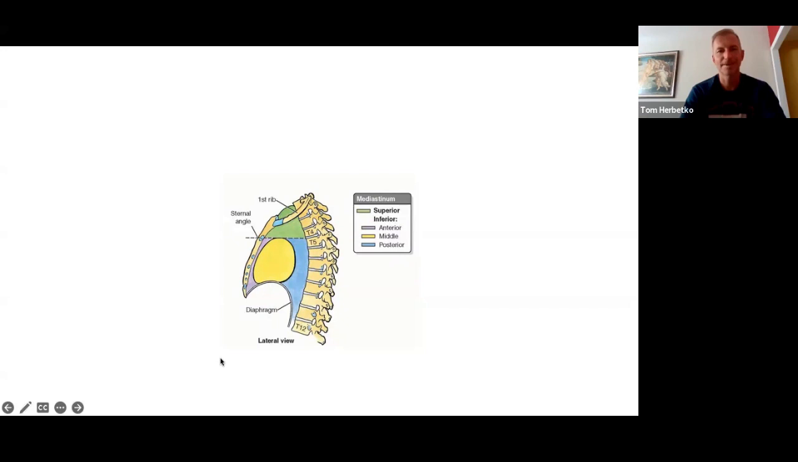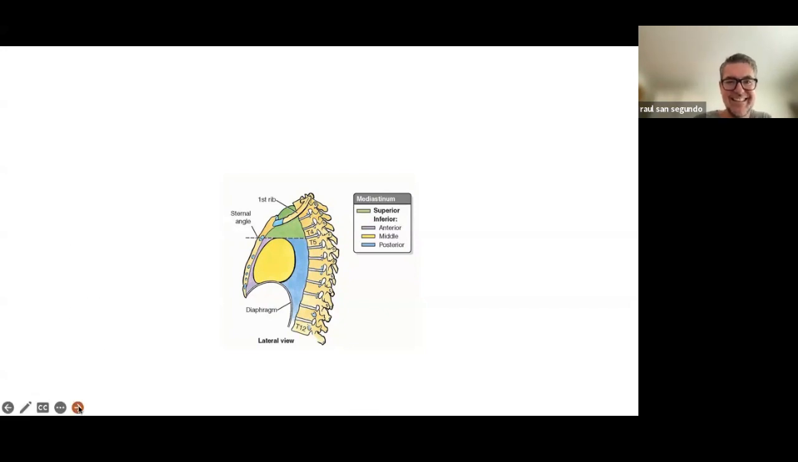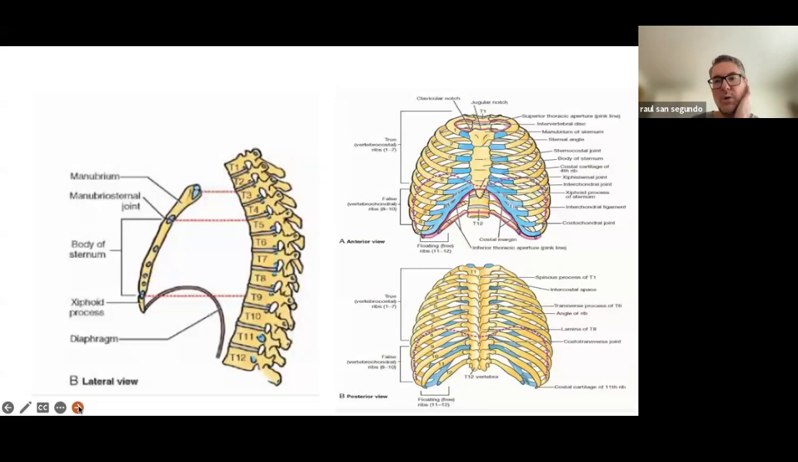Mm-hmm. Yeah, as important as the mediastinum is, that's where all the orthosympathetic system sits. So we can, and actually it's very relaxing to have your sternum worked on, right? That's it.